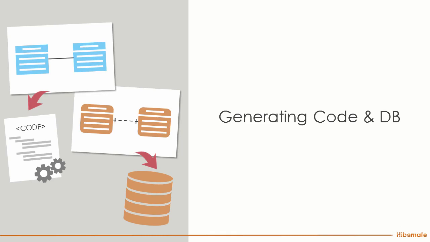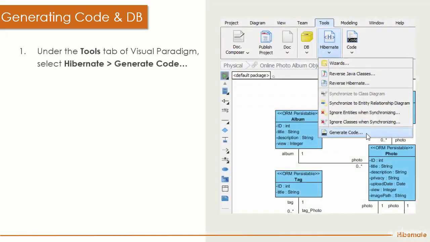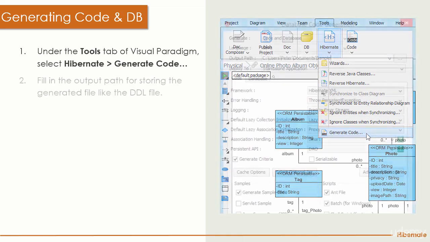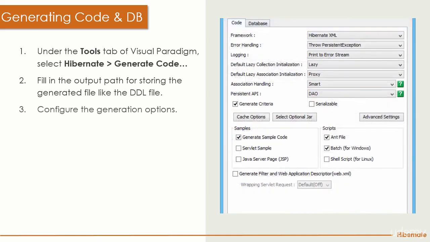Okay, now we move on to talk about how to generate the Hibernate code. To generate the Hibernate code, you just go to the Tools tab in the menu, select Hibernate, and click Generate Code. Then you select the output path for the generated source code. If you are using an IDE like Eclipse, it's easy. You're just pointing to the project folder. And then you can configure different code generation options.